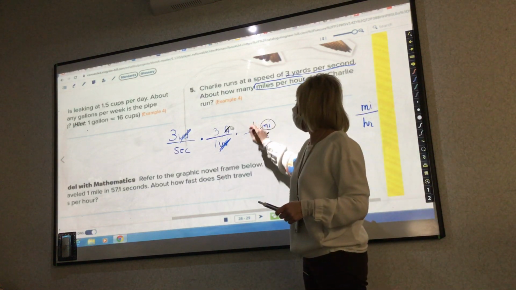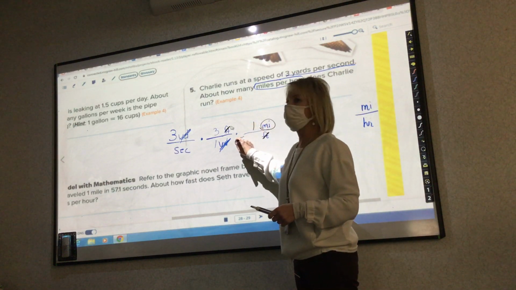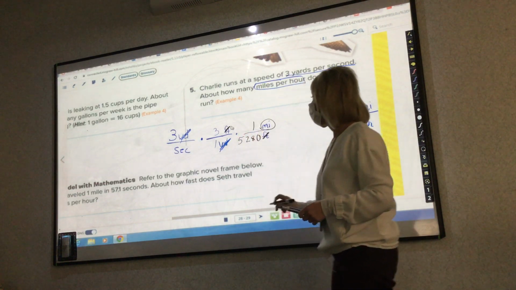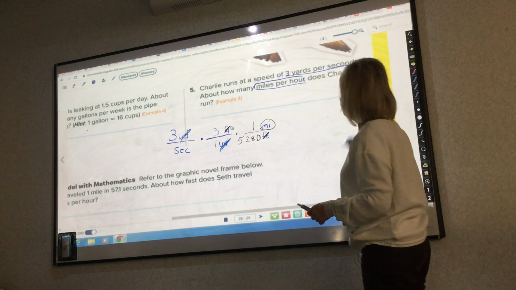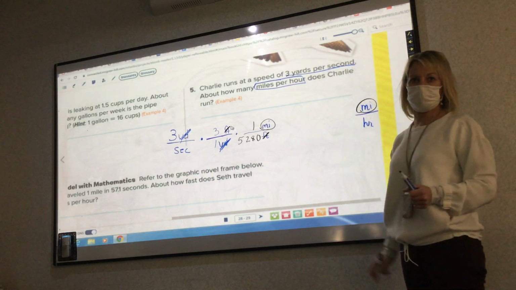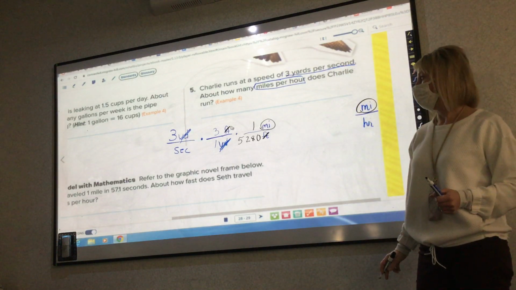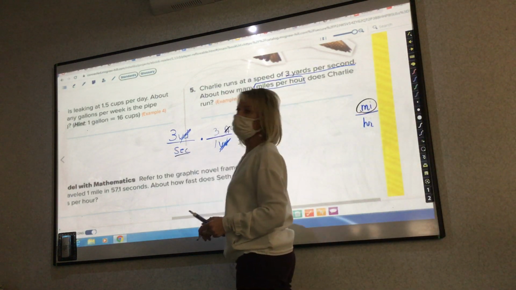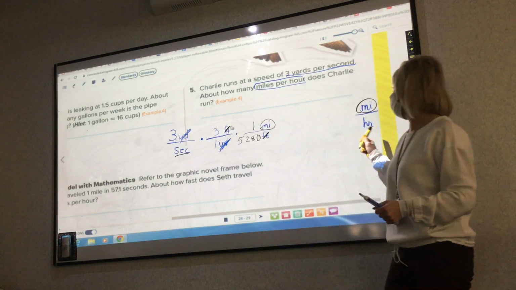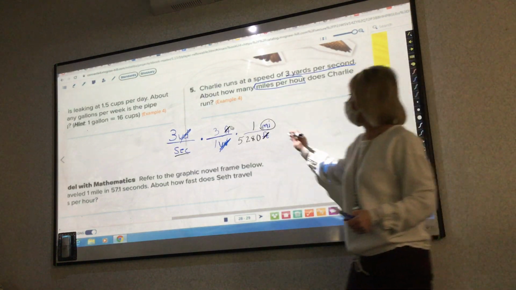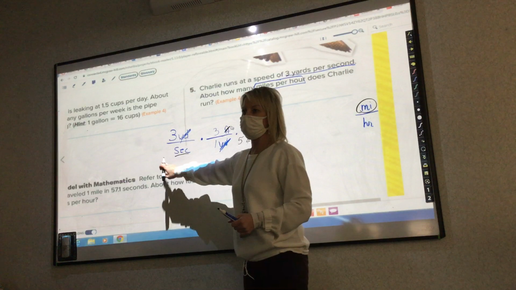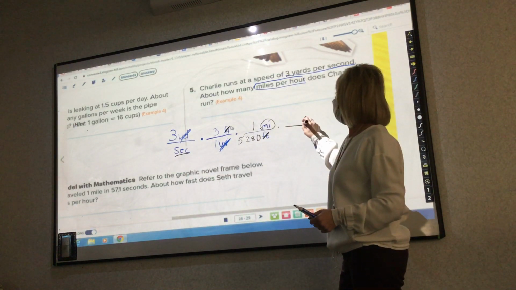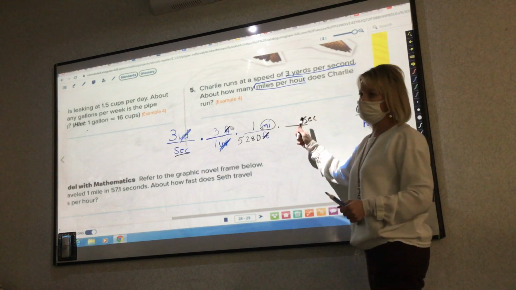Now punch in your numbers. I know in 1 mile there's 5,280. Now I'm stuck with miles, and I circled my miles. Okay? Then we're going to work with seconds. We need to turn my seconds to hours. If seconds are on the bottom, where does it need to be here? Top. Do I know how many seconds are in an hour?